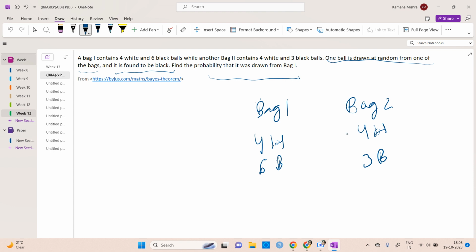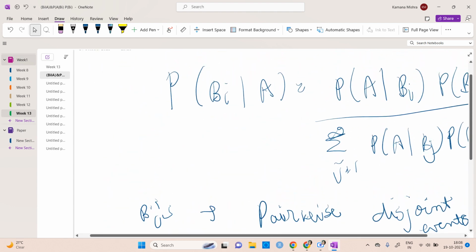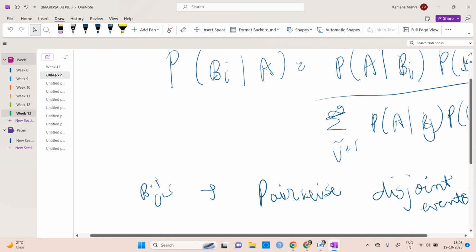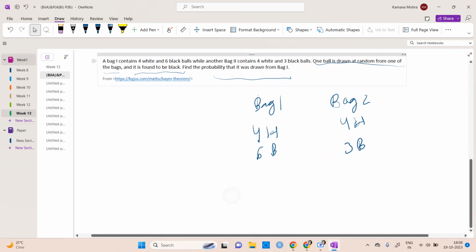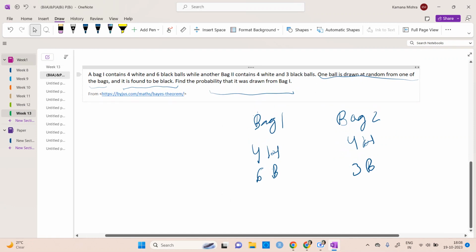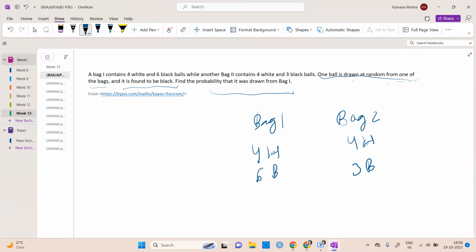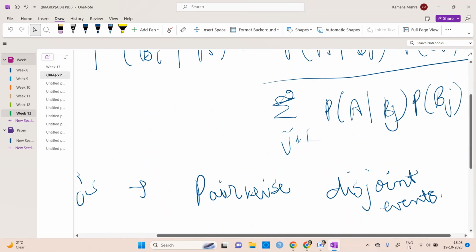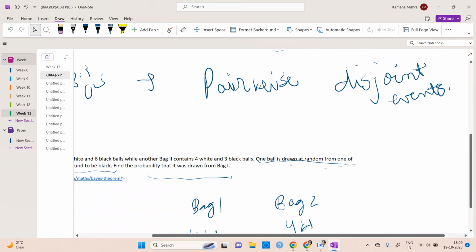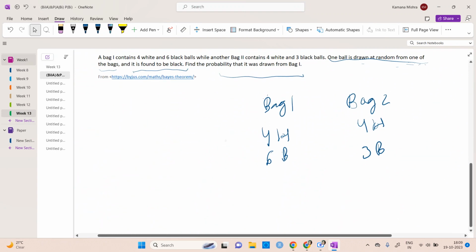So basically we call this the prior probability or prior event. A prior event means that it happened already, and then this one is posterior. So this one we call the posterior probability, and this one we call the prior probability. Now, firstly, what we do is find this: one ball is drawn at random from the bags, and it is found to be black. So firstly we find this event. So if the ball is black, then what does it mean?